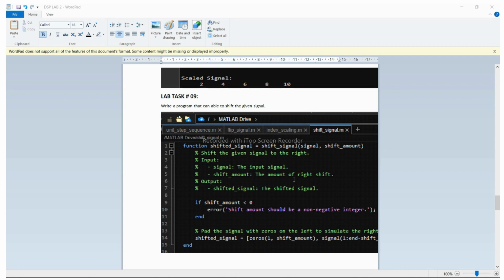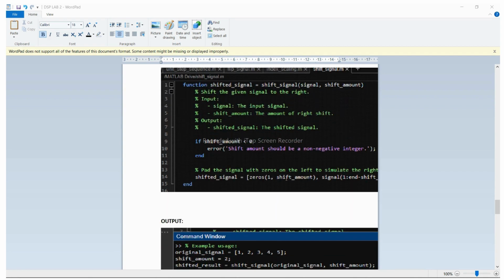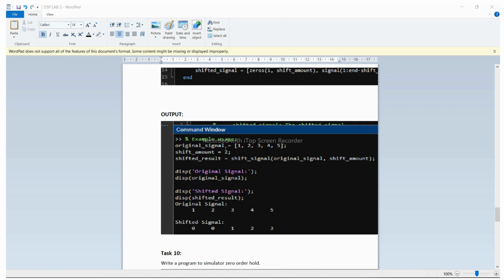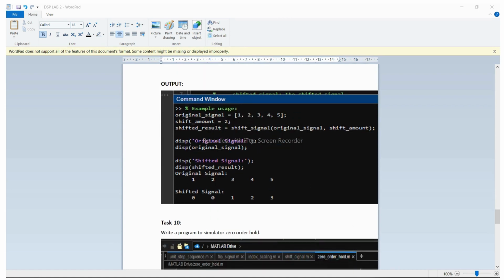By writing the following code in MATLAB, the given signal will be shifted. You can see the output. We have the original signal starting from 1 to 5. The shift amount is 2. Firstly, the original signal starts from 1 to 5. After shifting the signal, it will start from 0 to 3. So this is the given output of the following task.